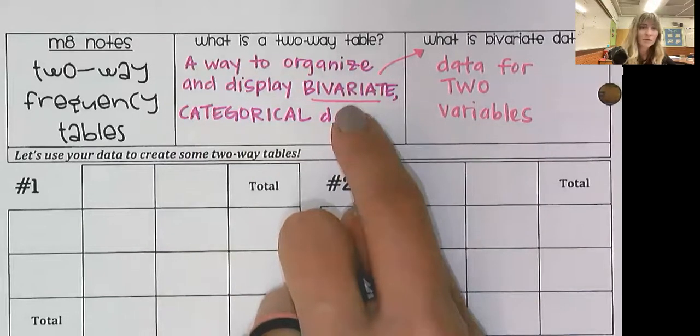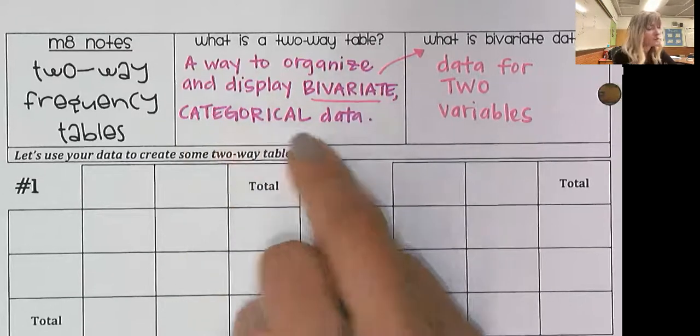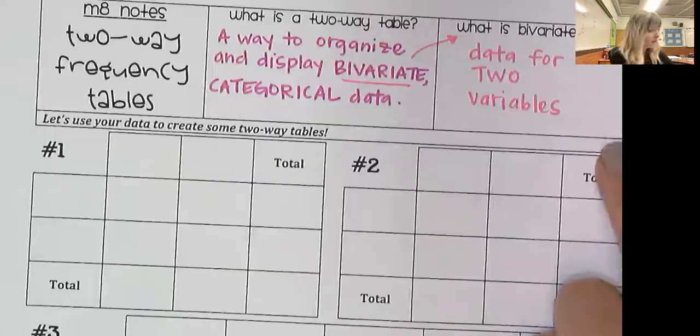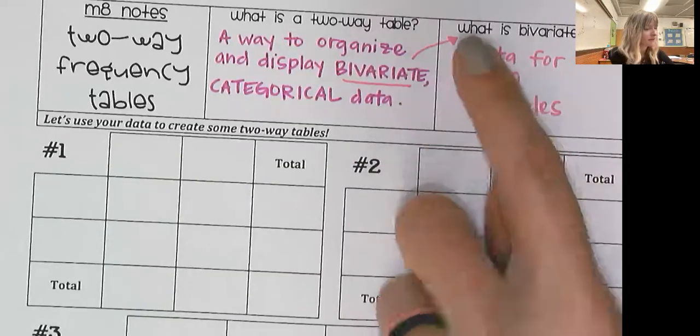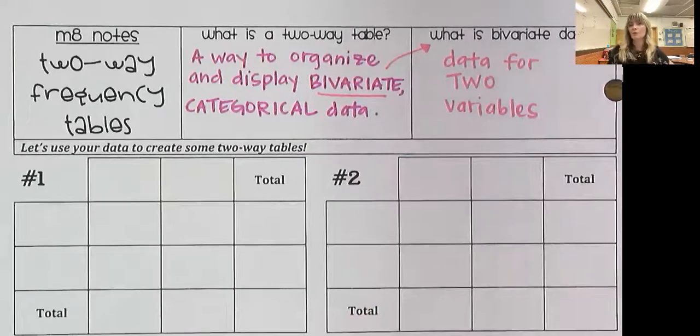Remember, I just said in 7th grade, you did a lot of univariate data. This year, you're going to do bivariate data. Univariate, unicycle, one wheel, bicycle, 2 wheels. Anyway, bivariate categorical data. And then one clarification right away over here, you're like, okay, that's great, but what does this stuff mean? Well, bivariate means data for 2 variables.